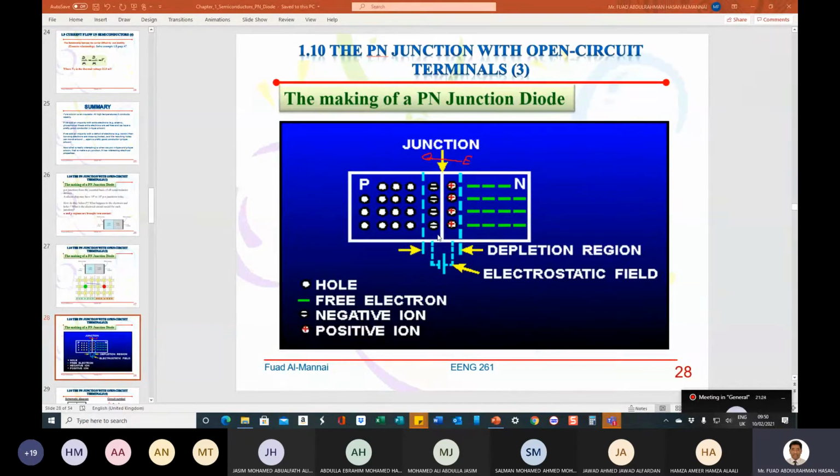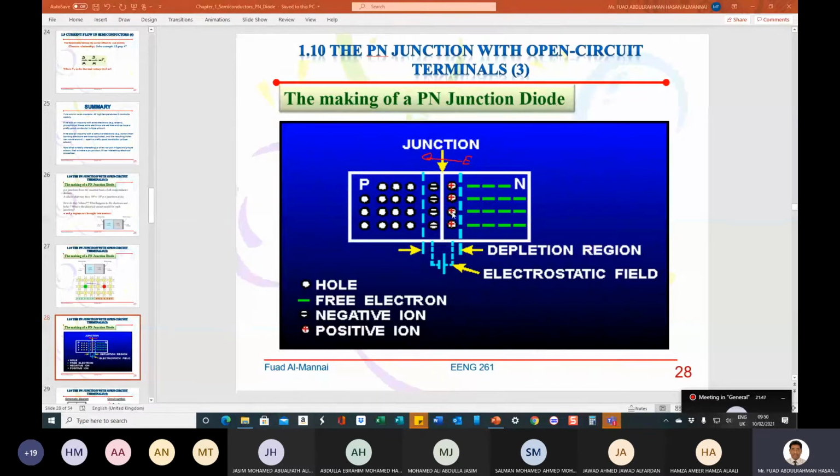What do you call it? Call it depletion region. So when somebody asks you what is depletion region, it is a region between the N-type and the P-type where the holes and electrons are completely depleted. And all that's left is the positive and negative ions.